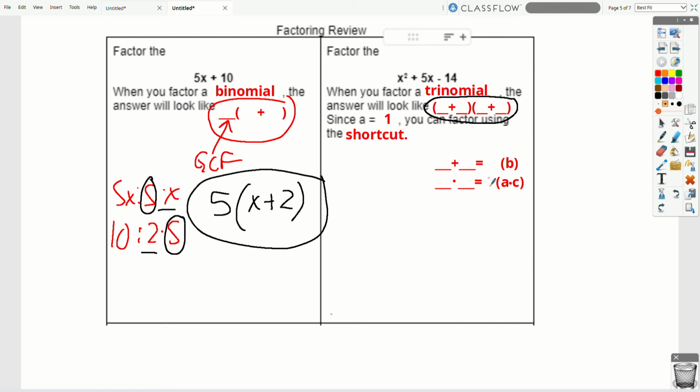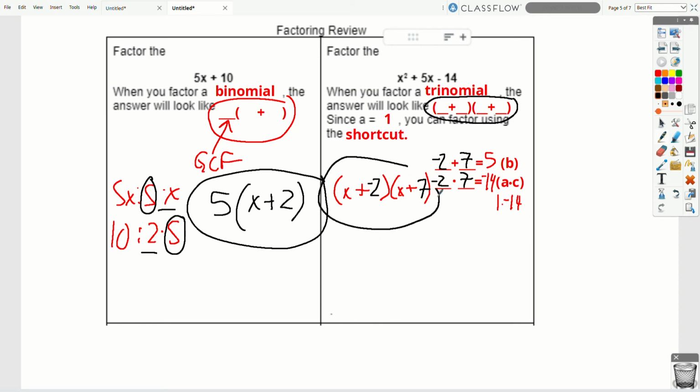And so the shortcut was finding two numbers that add up to the middle number 5, and two numbers that multiply to whatever a times c is. A is 1 times negative 14, so we want two numbers that multiply to negative 14. And so when we find those numbers, that's going to be negative 2 and positive 7. The shortcut is remembering that these numbers are the numbers that go right after the x plus. We have x plus negative 2 and x plus 7. There is your answer.